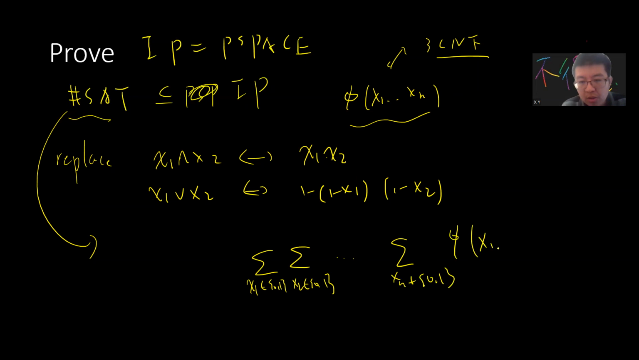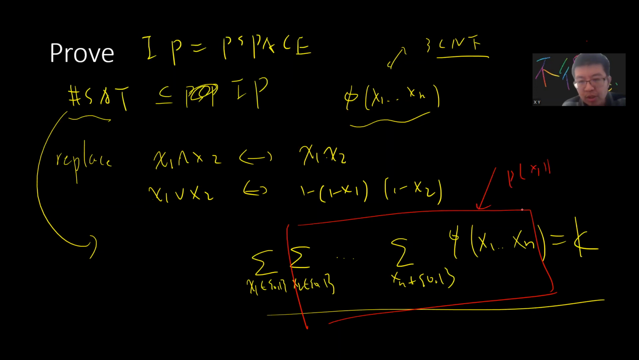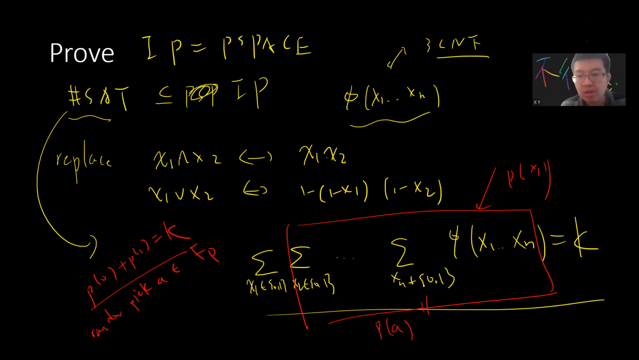Once you write the polynomial representation, Merlin tries to convince Arthur that this sum is k. Merlin sends this polynomial, let's call it p of x1, to Arthur, and Arthur can easily verify that p of 0 plus p of 1 is k. Otherwise Arthur rejects. Then Arthur randomly picks an a belonging to the finite field F_p, and defines this to be p of a. Then the problem becomes like a mathematical induction.